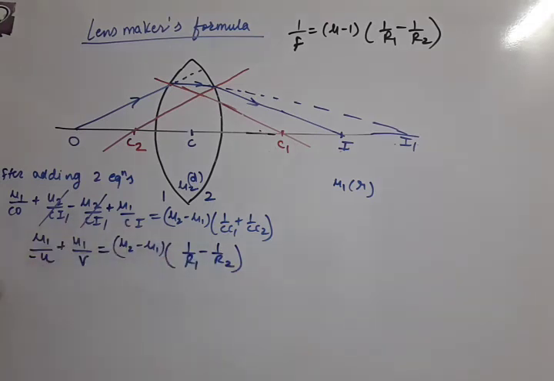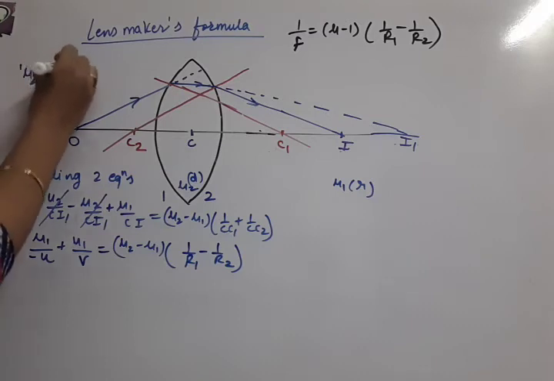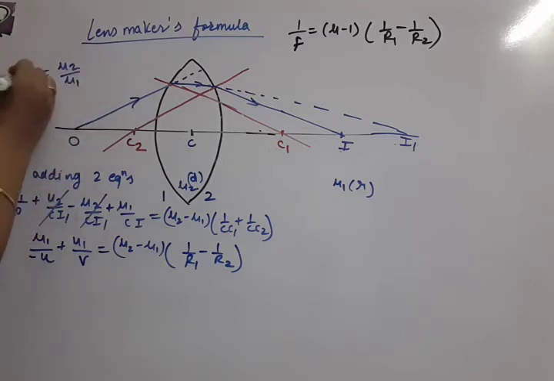Now this relation is in terms of both mu1 and mu2. What we can do is make a single mu. As you already know, 1 mu2 is mu2 upon mu1. So 1 mu2 we can call mu also. Okay, we can call 1 mu2 as mu. So mu2 upon mu1 we want.